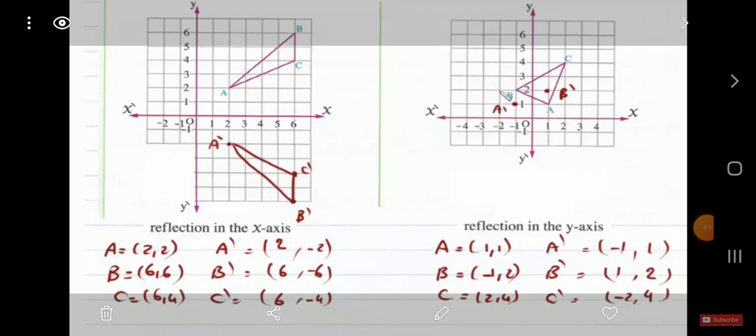Another example: ABC is a triangle. We want to reflect in the x-axis, so we change the sign of y. Then A dash equals (2, negative 2), B dash (6, negative 6), and C dash (6, negative 4). Another example: we reflect triangle ABC in the y-axis, so we change the sign of x. Then A dash equals (negative 1, 1), B dash (1, 2), C dash equals (negative 2, 4).